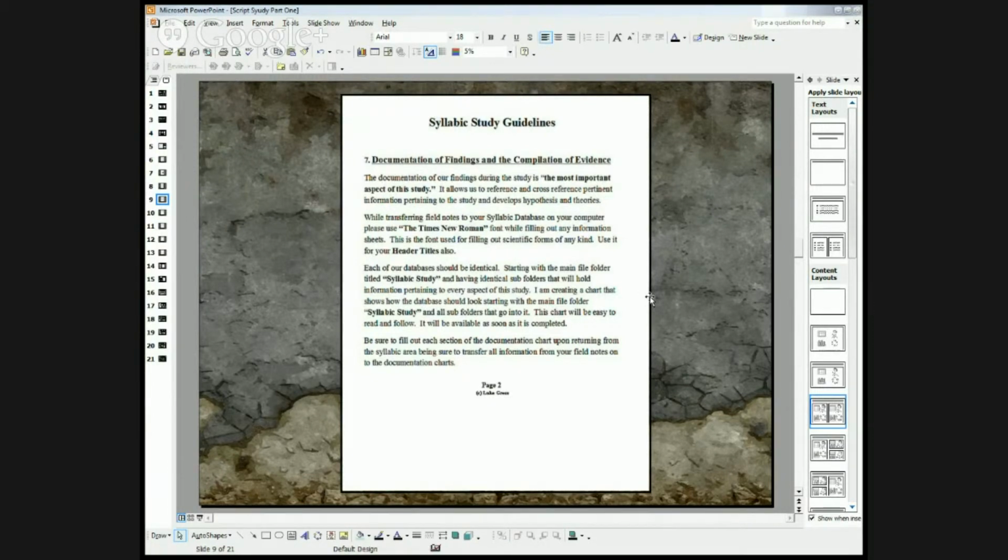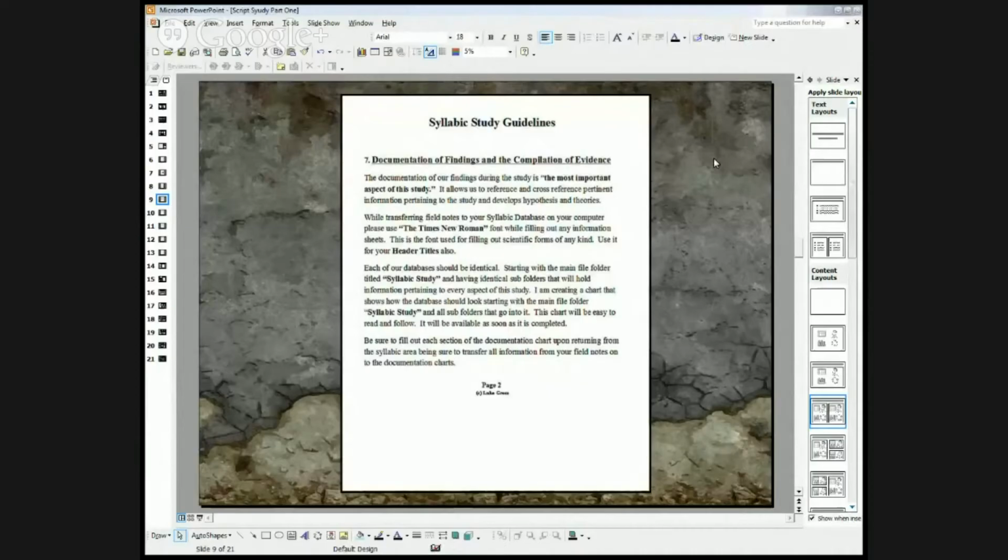And this actually set up the way things were to be done during the study, keeping track of our information and our documentation and how it should be filed and what files it should be filed into.